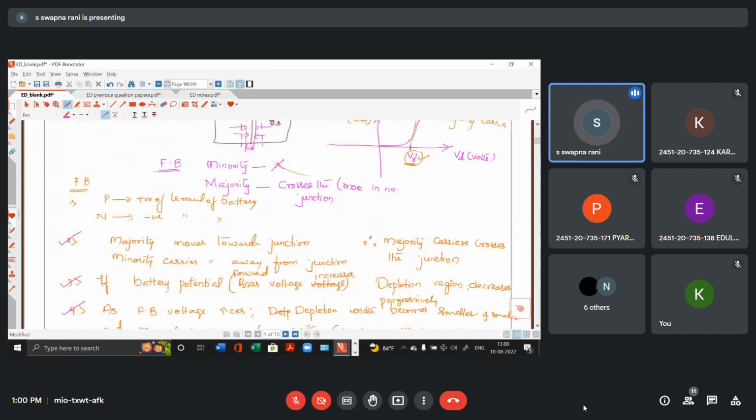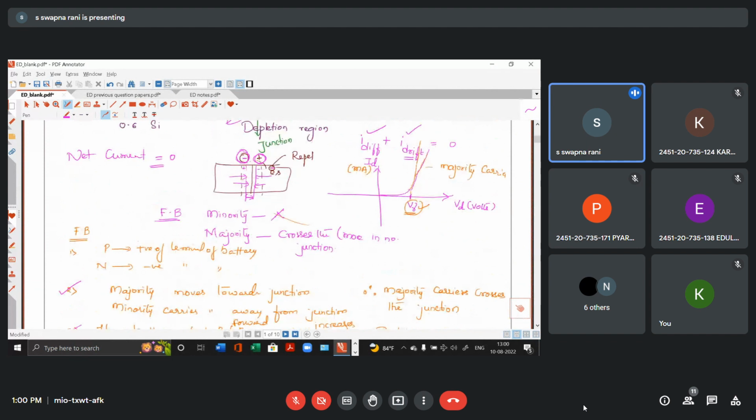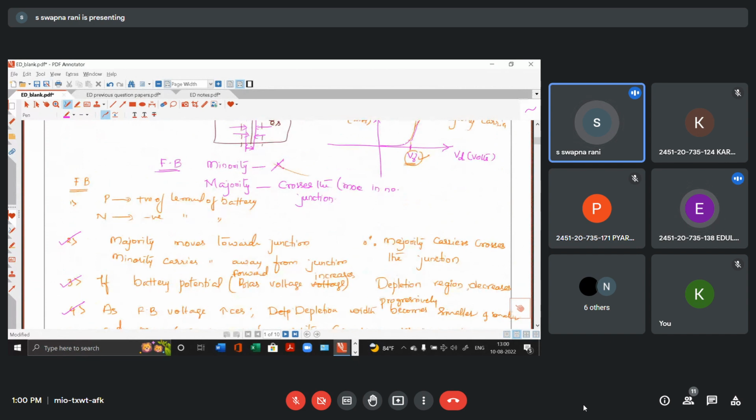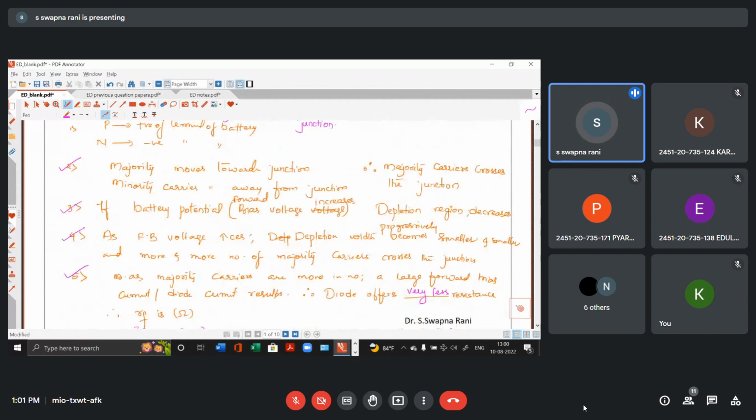Next, reverse, you tell me. So P type is connected to the negative terminal and N type is connected to the positive. Exactly reverse.